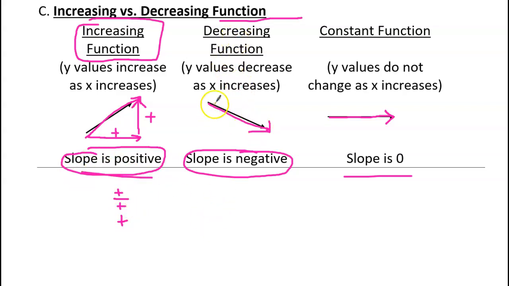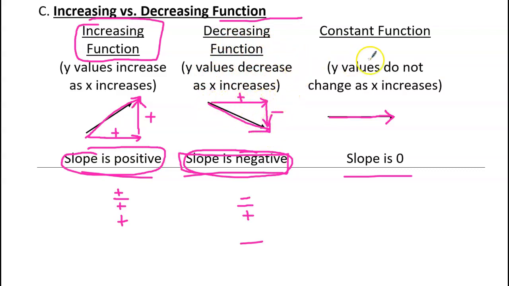Now, a decreasing function. That means that as you go to the right, the function goes down. So even though I'm going to the right, that's a positive run. My y values are actually going downward. That's a negative. And so your rise over run will be a negative over a positive in that case. And a negative being divided by a positive results in a negative. And so you have a negative slope there. Okay. So increasing functions are functions where the y values are increasing as the x increases. Decreasing functions are functions where the y values are decreasing as x increases.